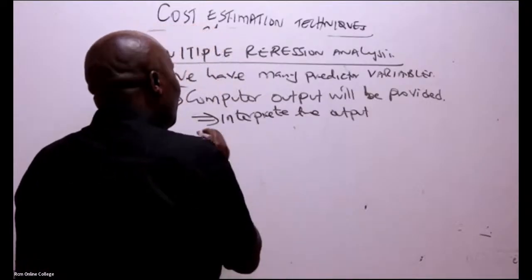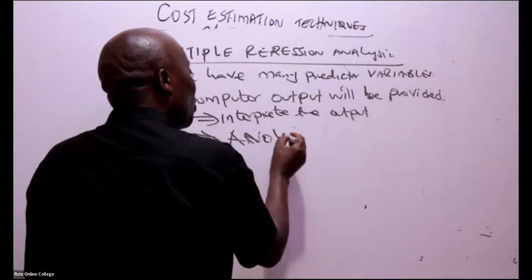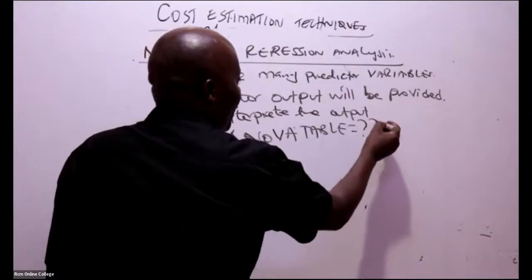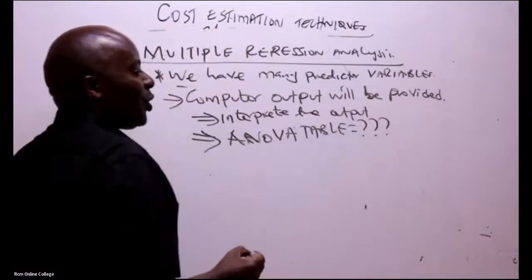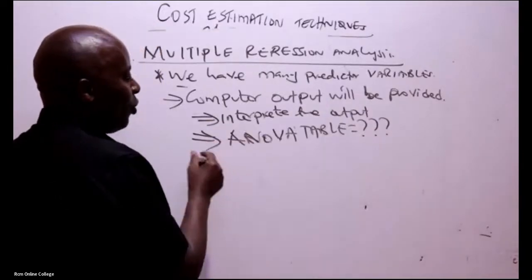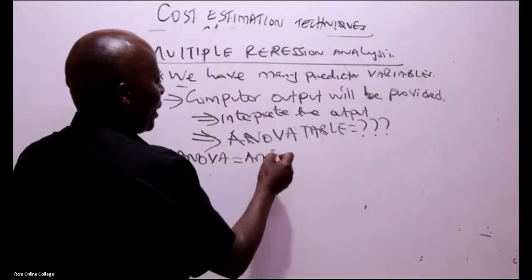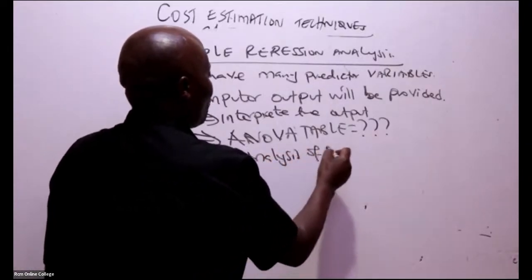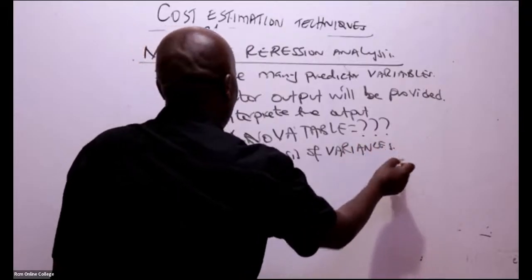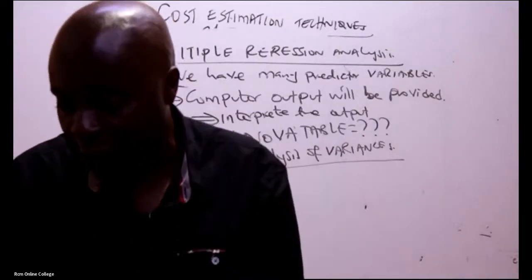And the most important thing that most students are not able to interpret is what we call the ANOVA table. This is really what scares so many students. ANOVA stands for analysis of variance. Of course, I'm preparing you in advance to be able to know what is expected of us. So please feel free to ask questions.